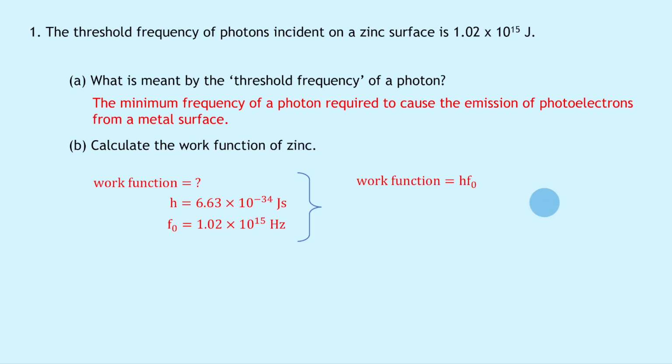We can then substitute in the numbers to get 6.63 times 10 to the minus 34 times 1.02 times 10 to the 15, and if you put that into your calculator, you should get an answer of 6.76 times 10 to the minus 19 joules.